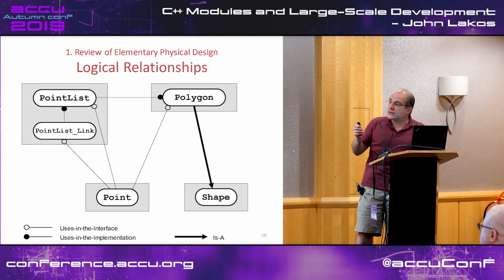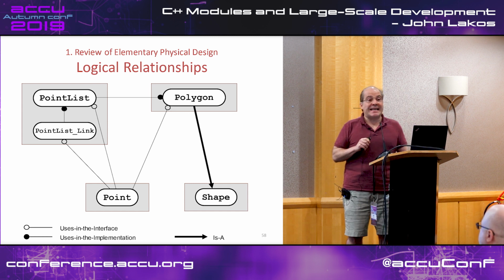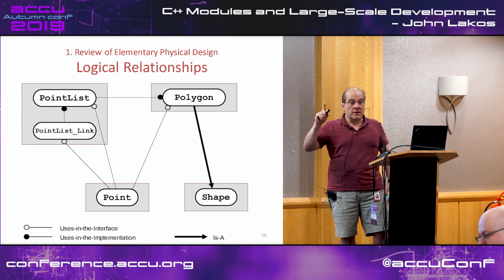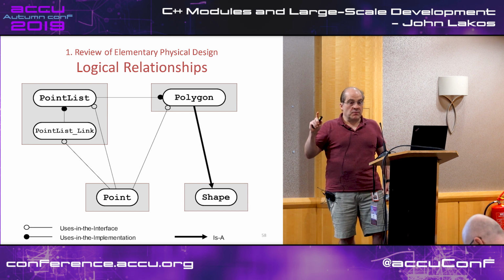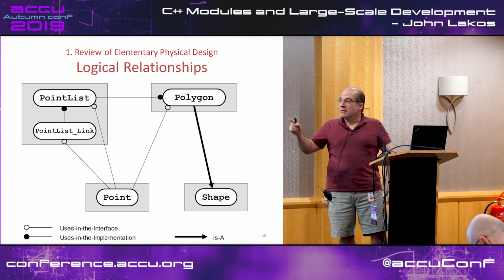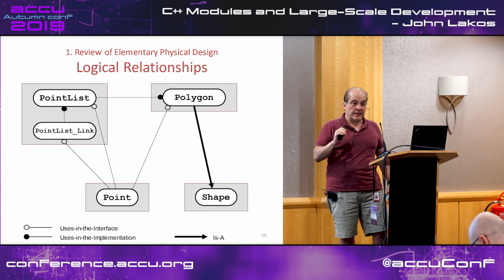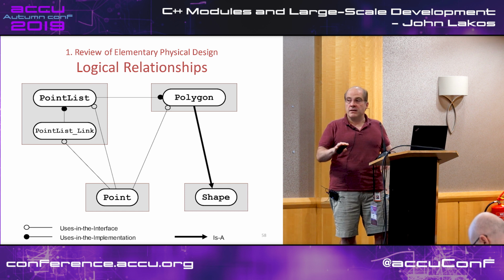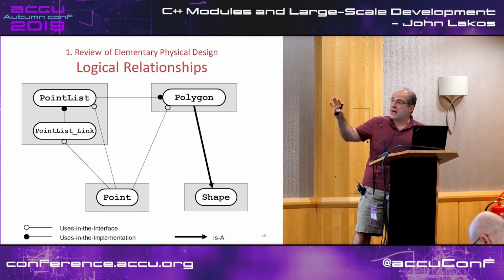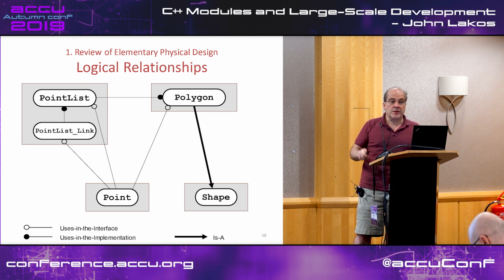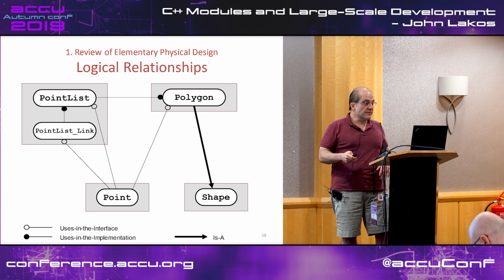Now, point list also uses point list link in its implementation. No one knows, just by looking at point list, the interface, that it uses point list link. But most likely there are lots of inline functions, so the compiler might know that it's using point list link. But if you're a good citizen, you'll say, it's not my business. I know I've got a point list, and I know it does it somehow, and it does these things. Both of them use point in the interface. So this is all logical relationships. It's always bubble to bubble.